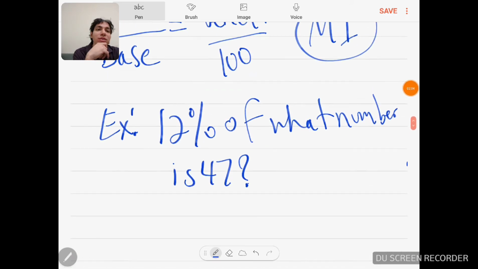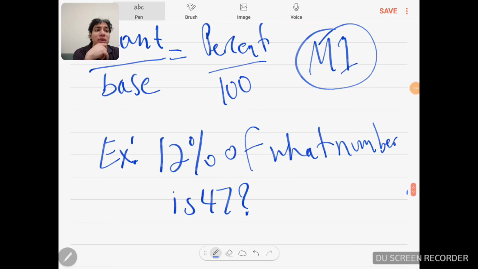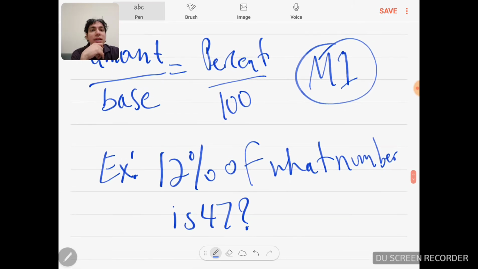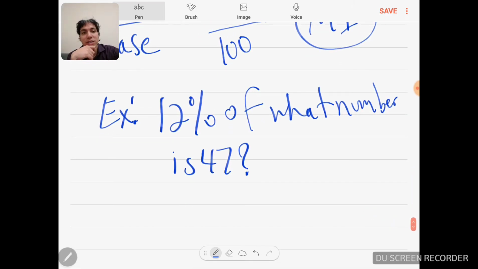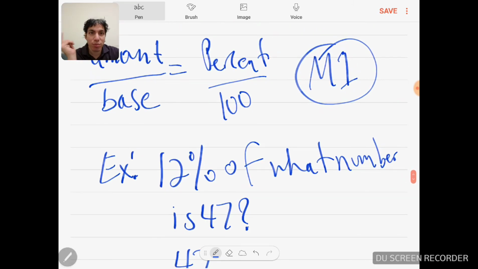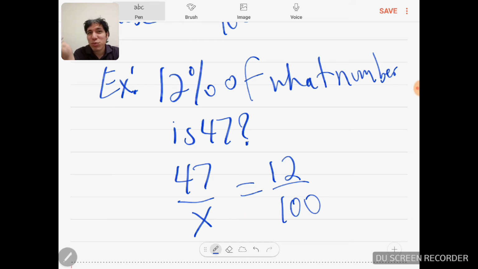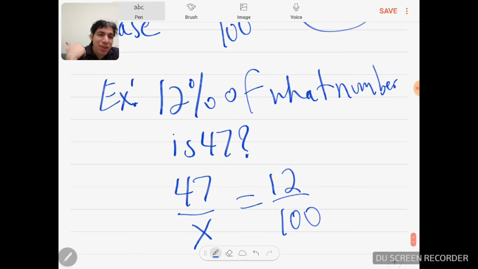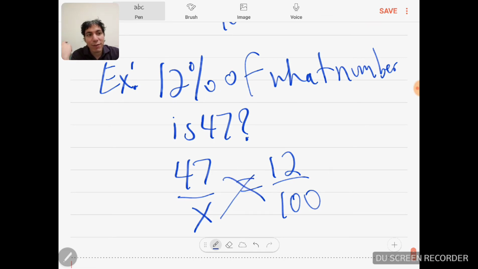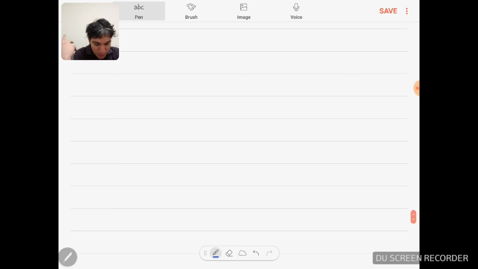When you see this problem, you're telling yourself, how the heck do I do this problem? Well, I have a certain amount, which is 47, and I'm plugging it into my formula. The amount over the base is equal to the percent over 100. 47, my percent is 12 over 100. Of what number? I'm not sure what my total is. And then you simply cross multiply and figure out what that is.